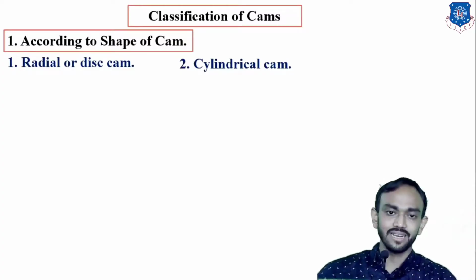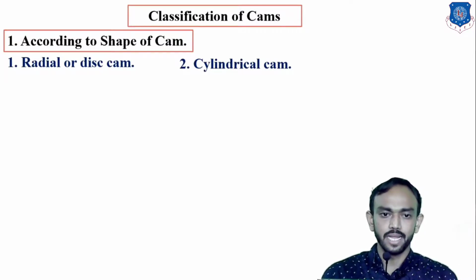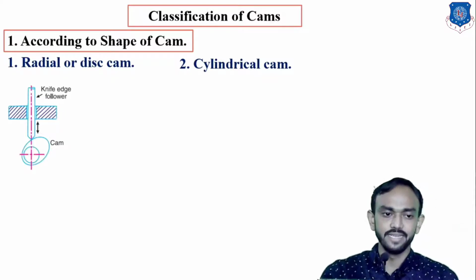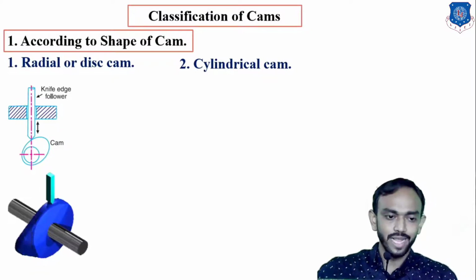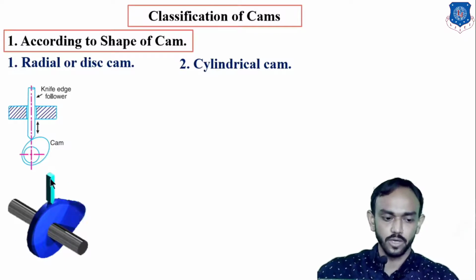Now let's start the classification of cam. According to shape, there are lots of types of cam, but we are studying only some main important common types. So according to shape, there are two. First, start with the radial cam, which we have already seen. There is a rotary element, and with respect to that, the follower is reciprocating.